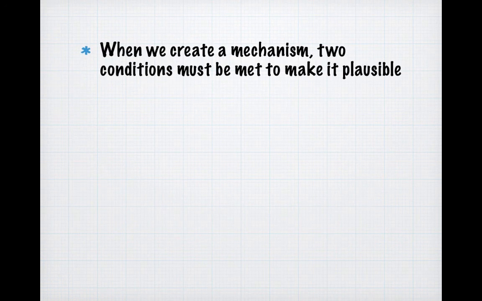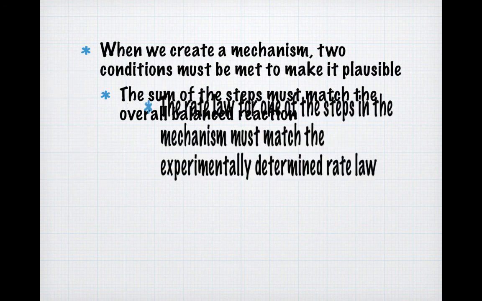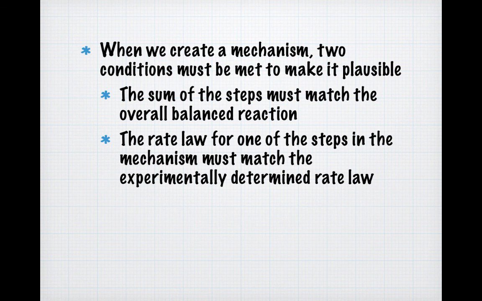Now, when we create a mechanism, there are two conditions that have to be met in order to make it a possibility, and we just saw those in this mechanism there. The sum of the steps has to match the overall balanced reaction. That's important that the sum is balanced. So once you add up those steps, you have to get the overall balanced reaction. And the rate law for one of those steps in the mechanism, remember you can write a rate law for each individual step, but one of those rate laws has to match the experimentally determined rate law.